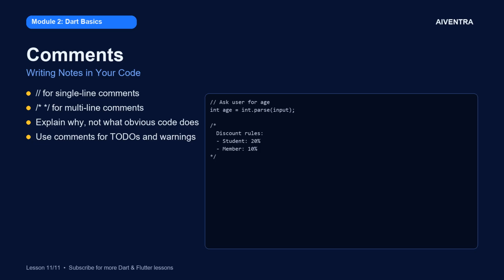Single-line comments start with 2 forward slashes. Everything after them on that line is ignored by the compiler. Use these for short explanations, quick notes, or temporary debugging comments.